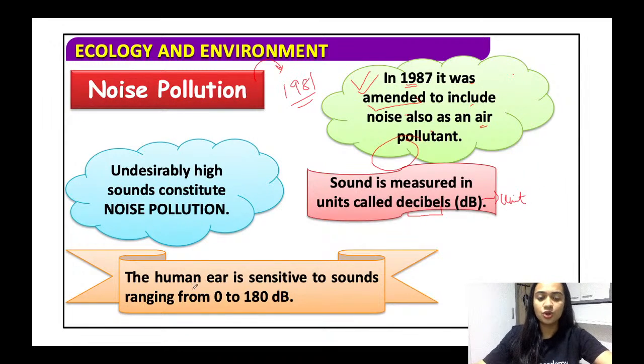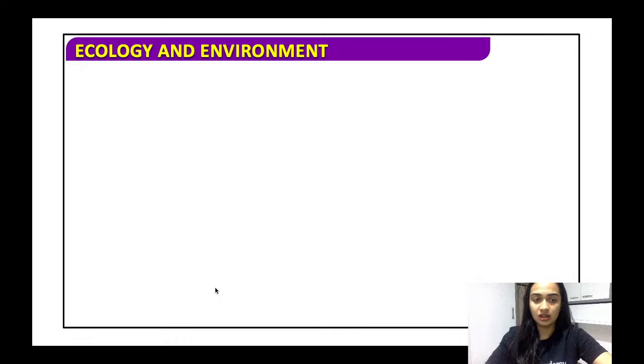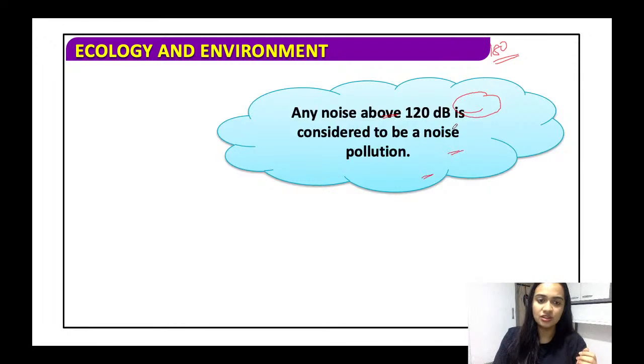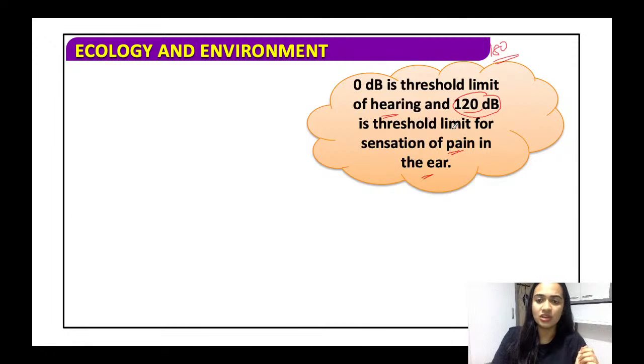Again, you need to remember. So, human here कितने sound तक sensitive है? 0 to 180 decibel तक humans sound सुन सकते हैं. And 0 dB is the threshold limit of hearing. तो at least कोई भी साउंड सुनाई अगर हमें दे रही है तो वो 0 dB तक तो होनी ही चाहिए. 180 dB is given as the threshold limit for sensation of pain in ear. That means if it exceeds 120 decibels, you will have pain or discomfort in your ear. So any noise above 120 decibels is concluded as noise pollution.